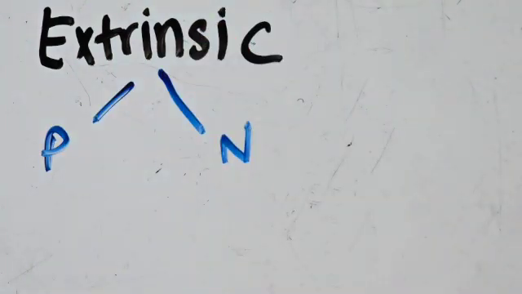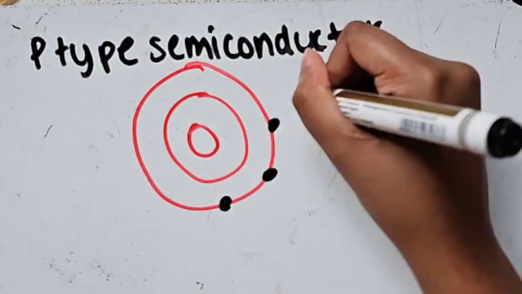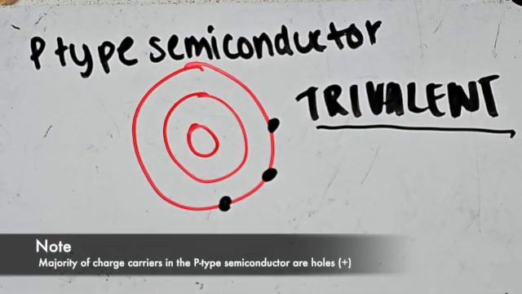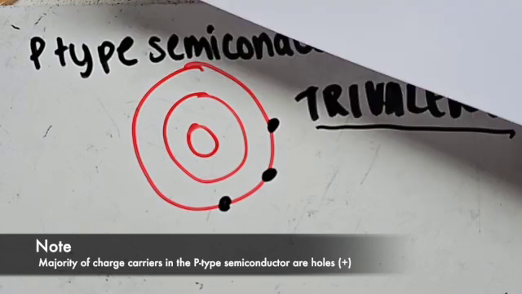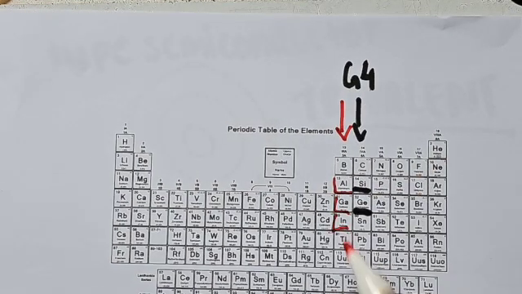Now, extrinsic semiconductors can also be classified as N-type semiconductors and P-type semiconductors. A P-type semiconductor is a type of extrinsic semiconductor which is obtained by adding a trivalent impurity in an intrinsic or pure semiconductor, trivalent being an impurity which has 3 valence electrons. Examples of trivalent impurities are aluminum, gallium, and indium.